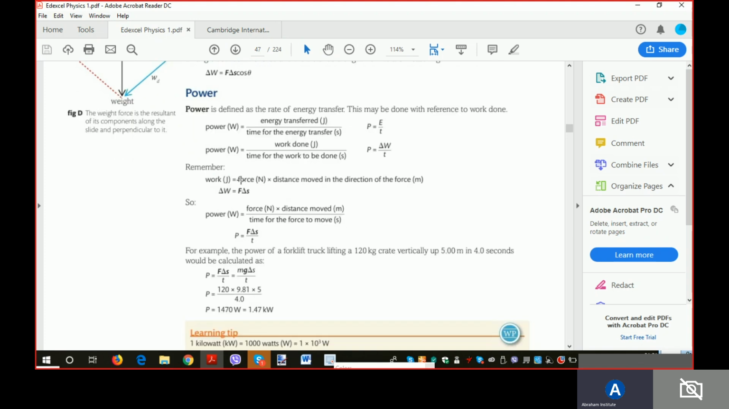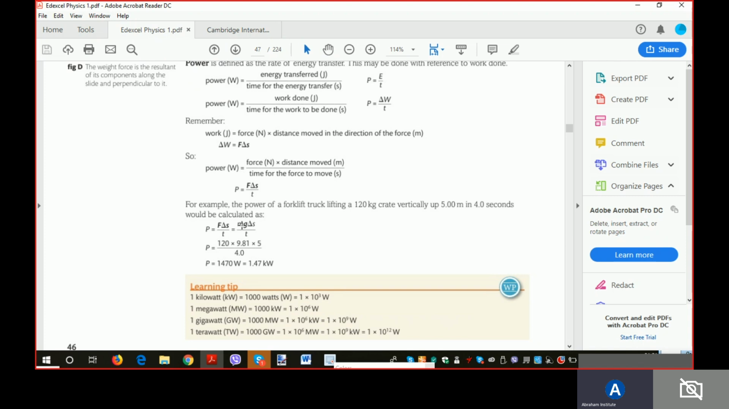Then we also know work done is what? Force times distance moved in the direction of the force. So if you replace work done with F delta S in this equation, we get this. Okay, sir, is that clear? So for delta W, we substitute F delta S. Any questions?